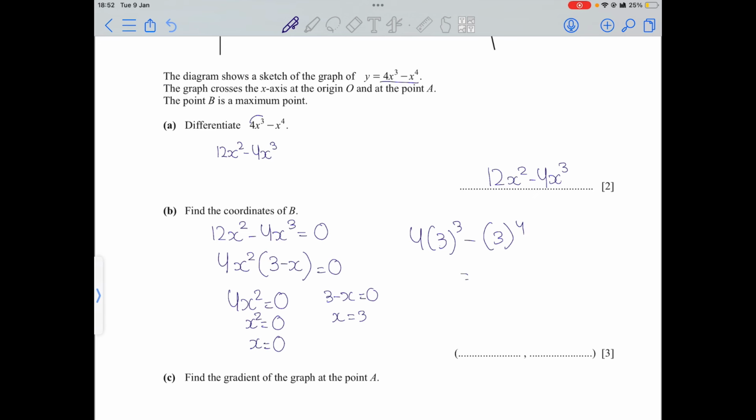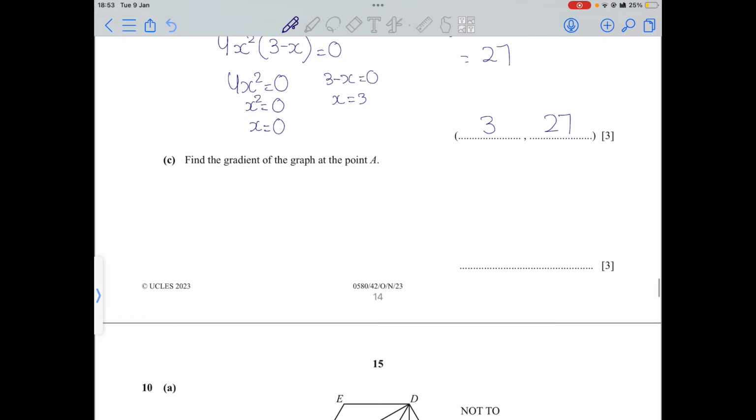4 times 3 cubed minus 3 raised to 4, which is 27. I'll just check that once again. So 3 being raised to 4 is basically 27. That gives me 3 and 27. I use this equation to get the y value.